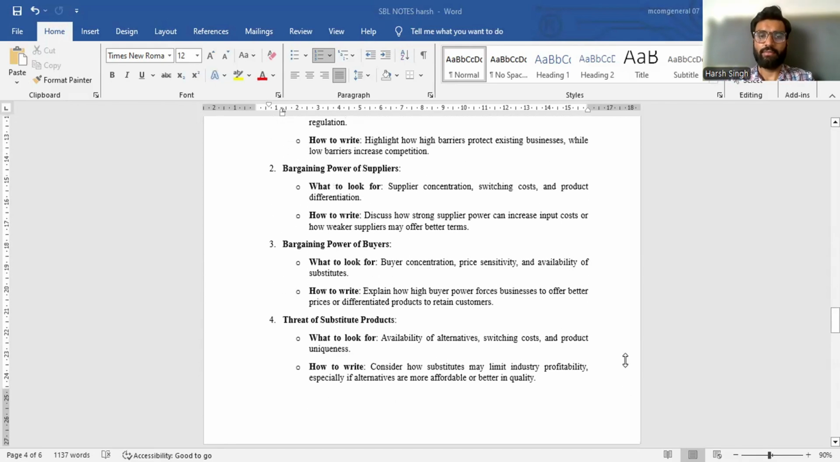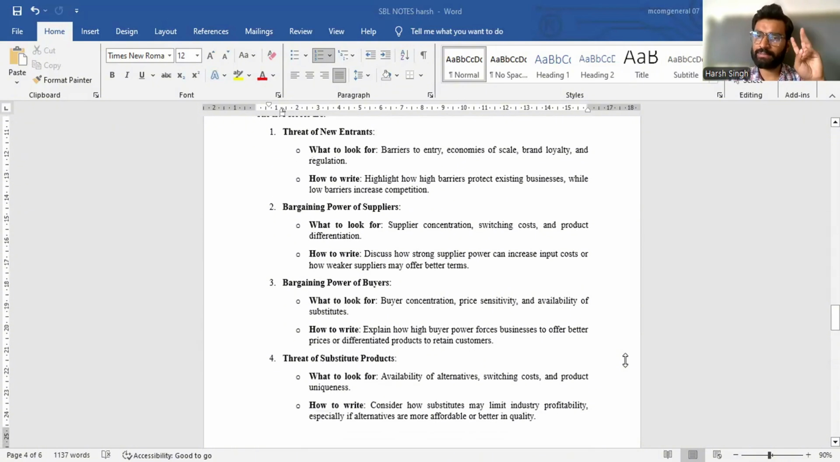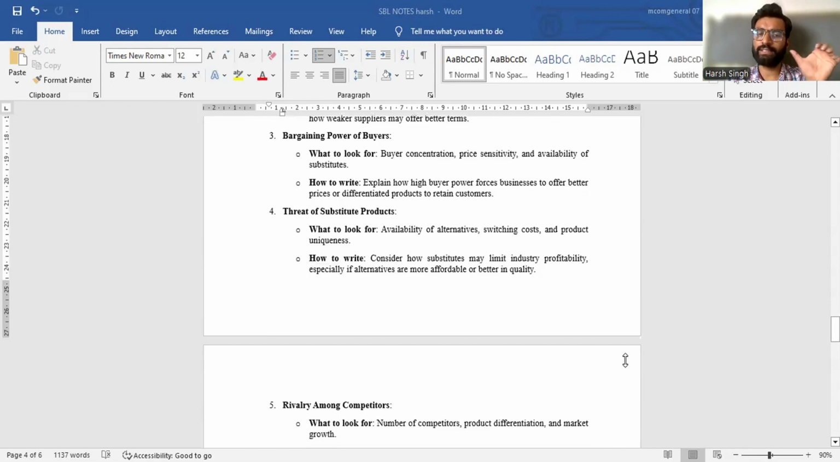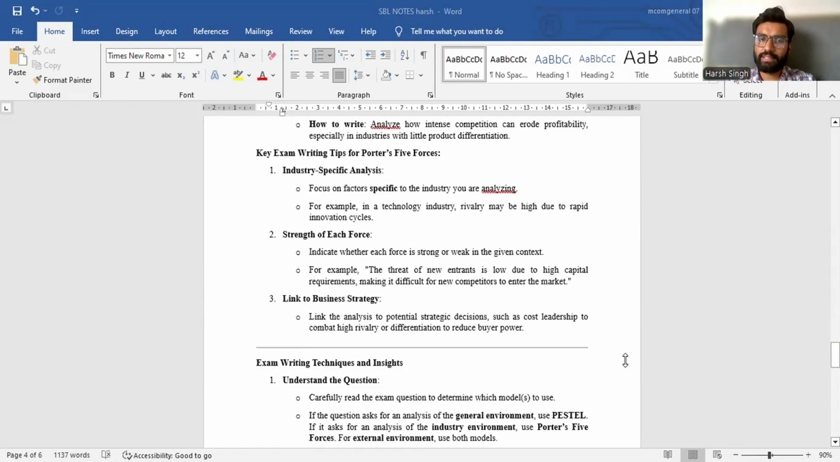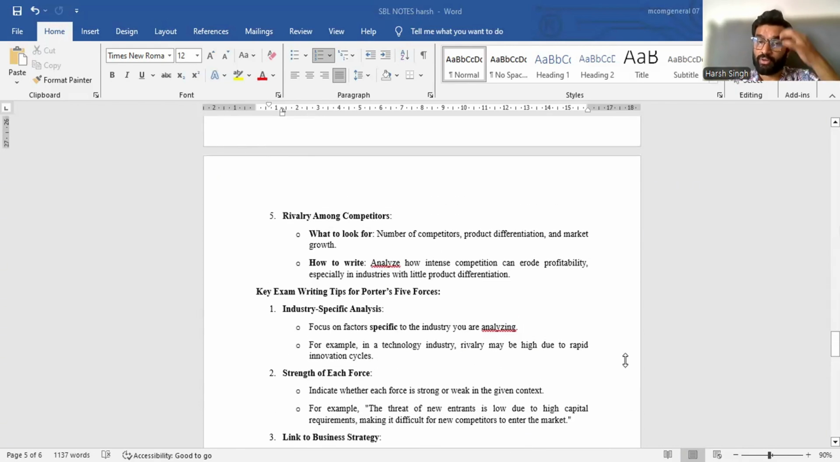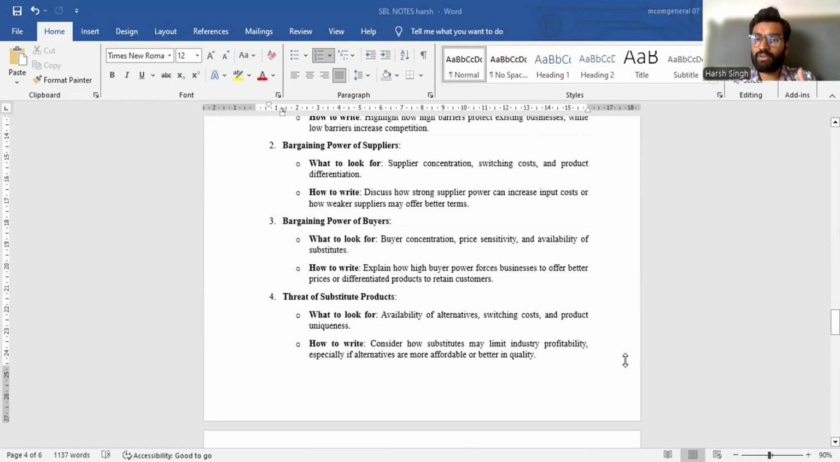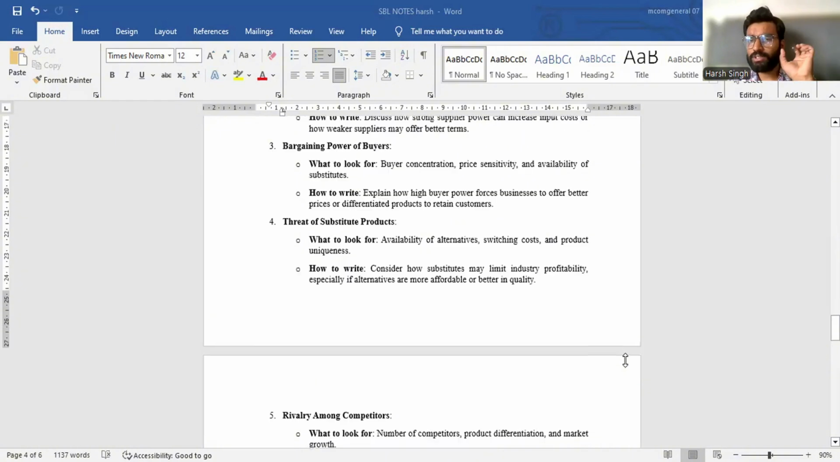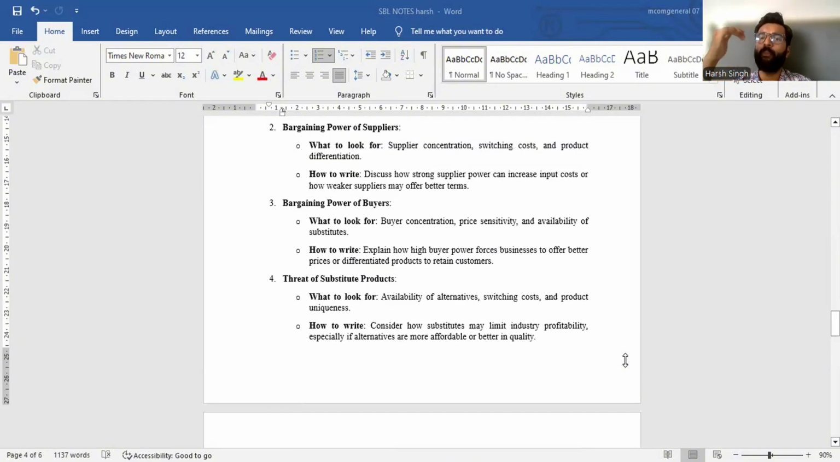So what are the 5 things? The 5 things were threat of new entrants, bargaining power of suppliers, bargaining power of buyers, threat of substitute products, and rivalry among competitors. Now, key exam writing tips for Porter 5 forces. First of all, industry specific analysis. Focus on the factors specific to the industry you are analyzing. For example, in a technology industry, rivalry might be high due to rapid innovation cycles, which is absolutely correct. And not only the rivalry, the threat of new entry will also be there. When I talk about the threat of new entry, generally we talk about a new product of a competitor or a new competitor coming into the market.